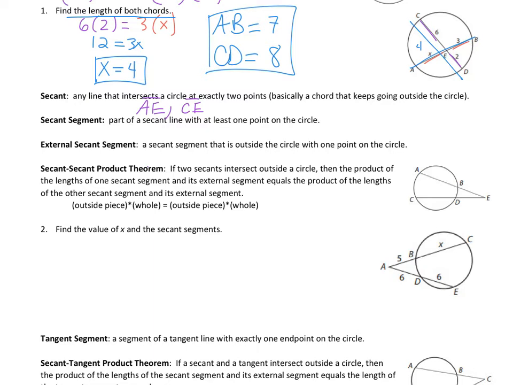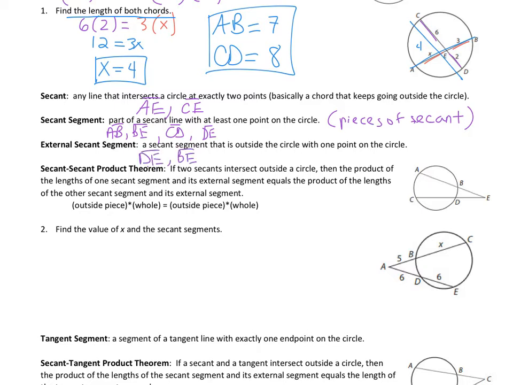A secant segment then is just part of a secant line with at least 1 point on the circle. So it's the two pieces that make up that secant. It would be AB and BE, and then for the other secant would be CD and DE. To be more specific, the external secant segment, so remember your secant segments are these two pieces, so it includes all of them. The external secant segment then is just the outside piece of that. So it's a secant segment that's outside the circle with 1 point on the circle. So that would be my DE and BE.